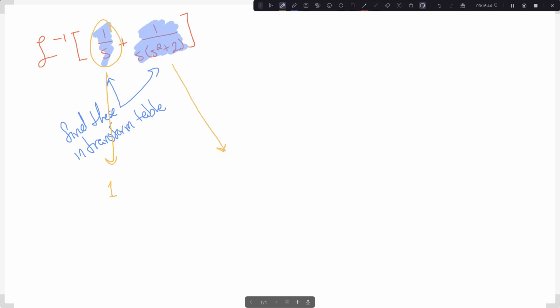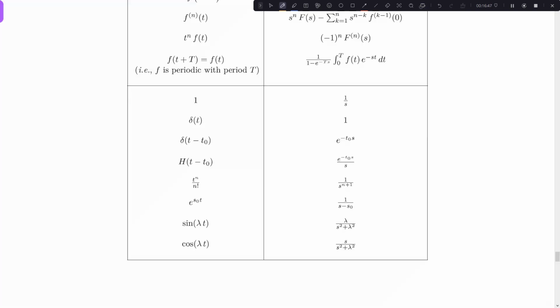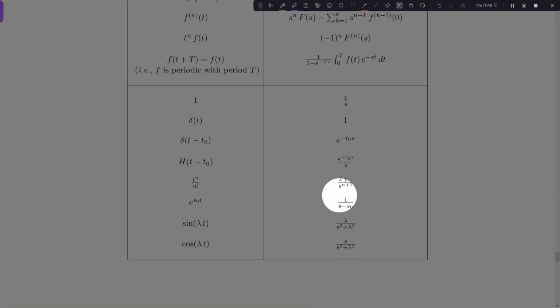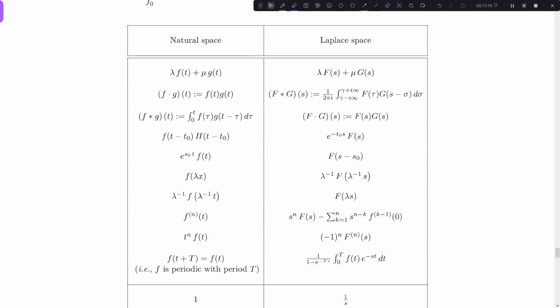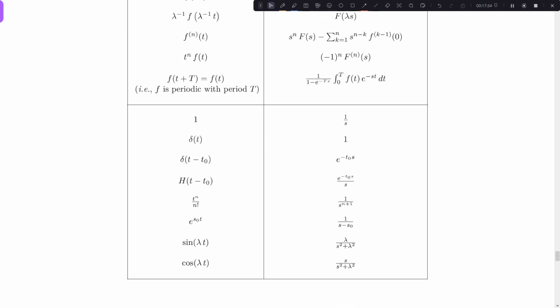Now I'm looking for 1 over s times s squared plus 2. If I head to the table, do I see 1 over s times s squared plus 2 anywhere here? I do not. So this is what I meant when I said earlier we have to be clever and manipulate 1 over s times s squared plus 2 to look like something in this table. There are a few ways I can go about doing that. I can jump up here and try to force the 1 over s to look like something up here. Upon immediate inspection, I don't see multiplication by 1 over s anywhere up here, so I have to do something a little bit more clever than that.